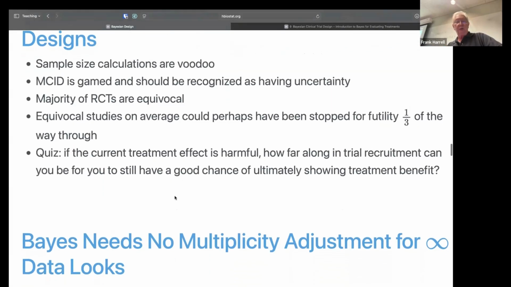And so here's a quiz for the group. If the current treatment effect is going in the wrong direction, how far along in the study can you be for you to still have a good chance, like 0.9 or greater, of ultimately showing that the treatment works in the right direction? So how far along in the study from 0 to 100%, if you've got the wrong direction of the treatment effect currently, that you can get a reversal and end up showing evidence for a benefit?